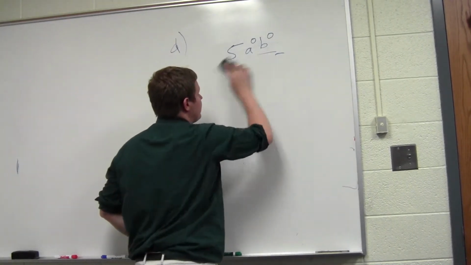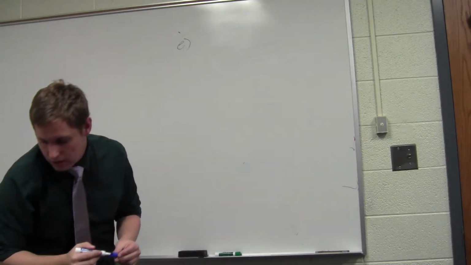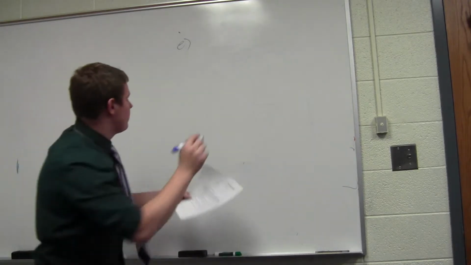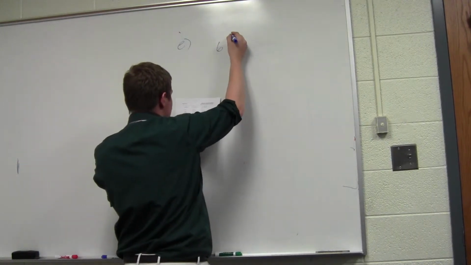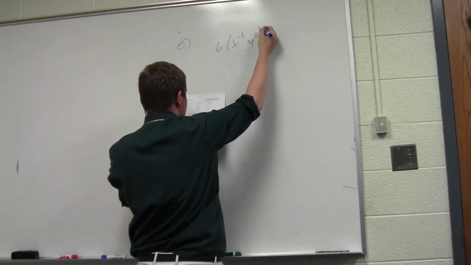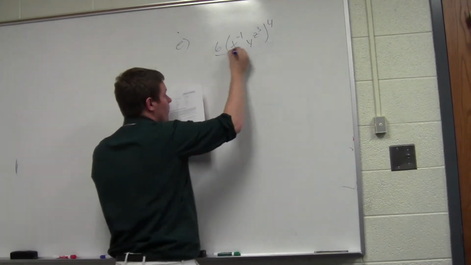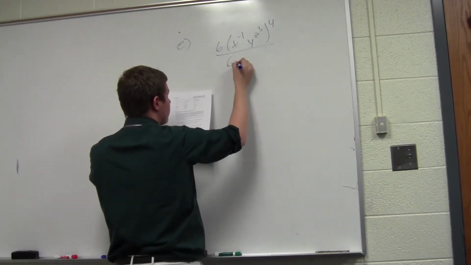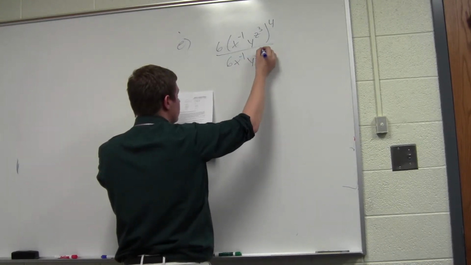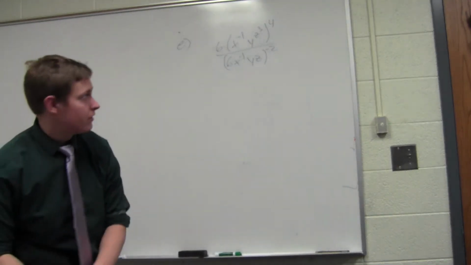So we have part E. Part E, okay, this one's a little more fun. We have (x to the negative 1, y, z cubed) to the 4th, and we have 6x to the negative 1, y, z to the negative 2, like so.